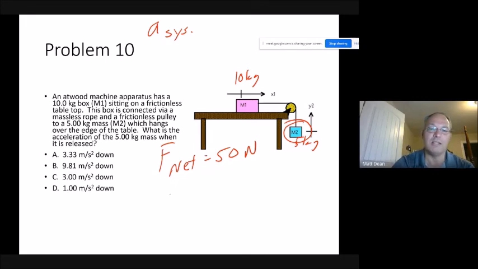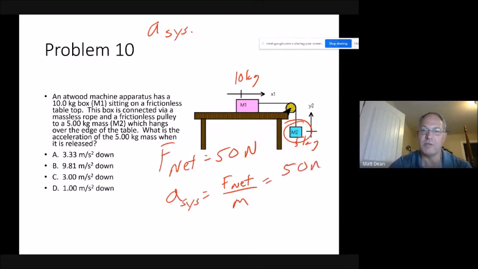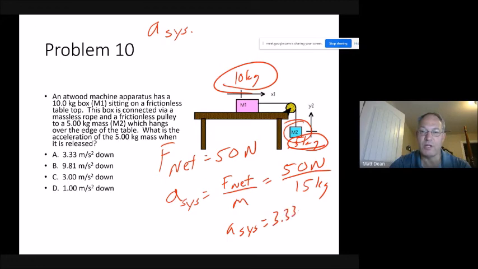Now to calculate the system acceleration, the acceleration of the system is equal to the net force acting on the system divided by the mass of the system. Net force acting on the system is 50 newtons. The mass of the system is 5 here plus 10 there. All the mass in the system, 15 kilograms. We divide that out, and we end up with a system acceleration of 3.33 meters per second square.